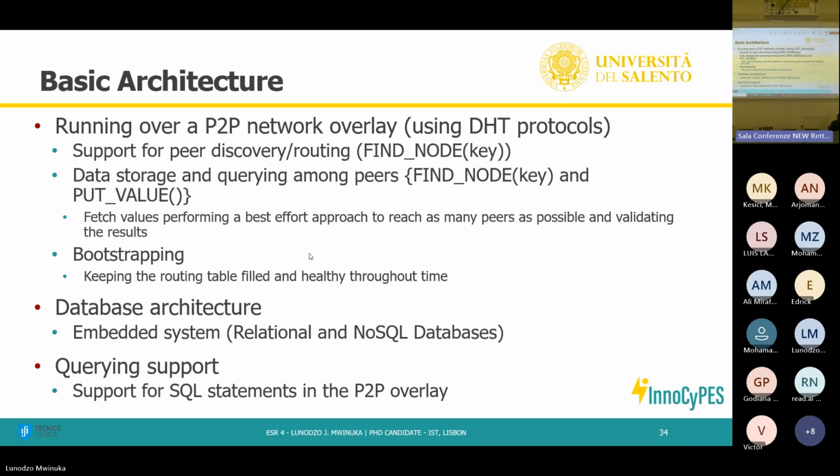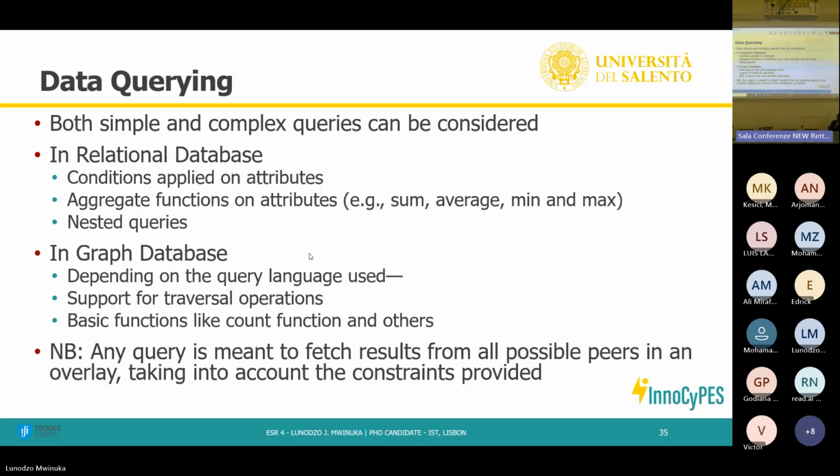On top of it, we said that we need to add database architecture and querying support. Now let's speak a bit about how we really query data in a peer-to-peer system.